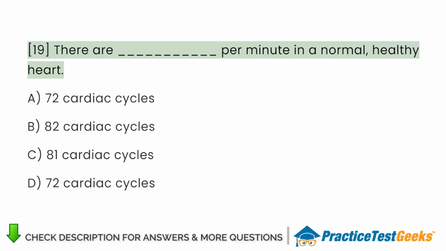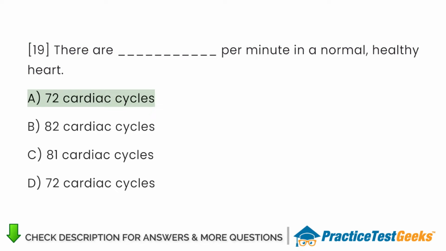There are blank per minute in a normal, healthy heart. A. 72 cardiac cycles. B. 82 cardiac cycles. C. 81 cardiac cycles. D. 72 cardiac cycles.